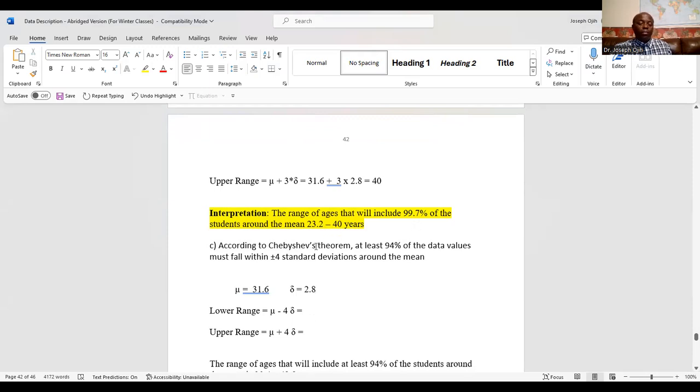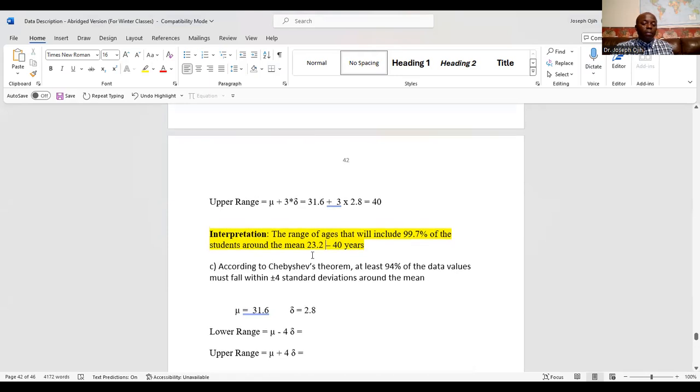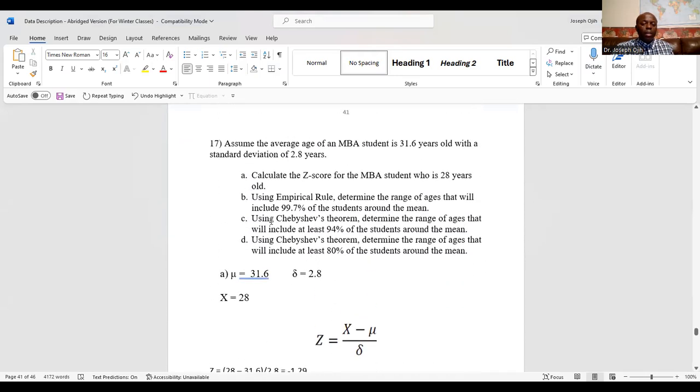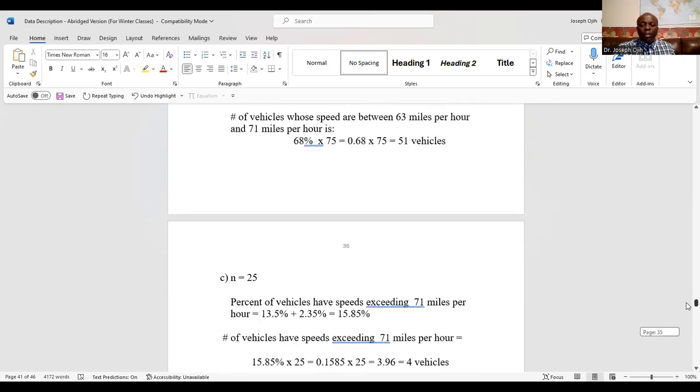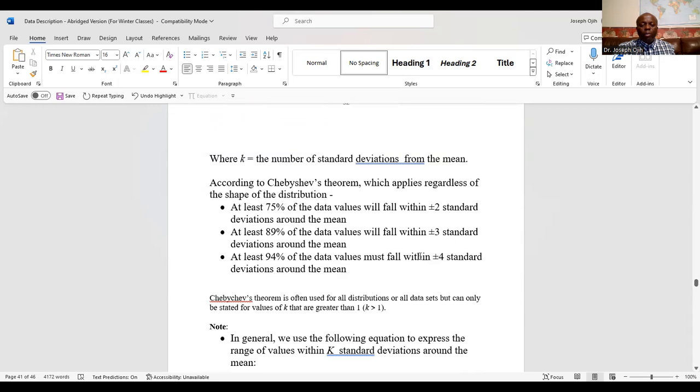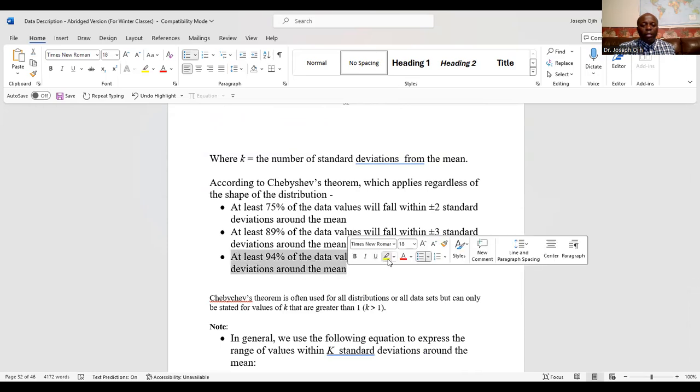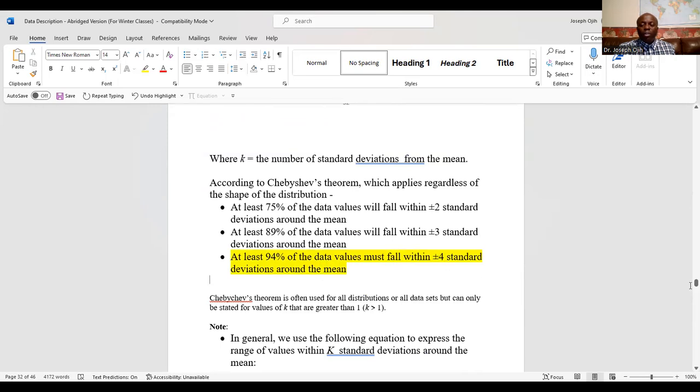Okay. Now, part C says, using Chebyshev theorem, determine the range of ages that will include 95% of the students around the mean. Well, what does Chebyshev say about 95%? Chebyshev says at least 95% of the data values must fall within 4 standard deviations. That's what he says. So we're going to use that.